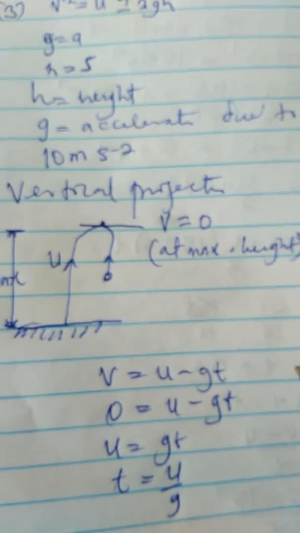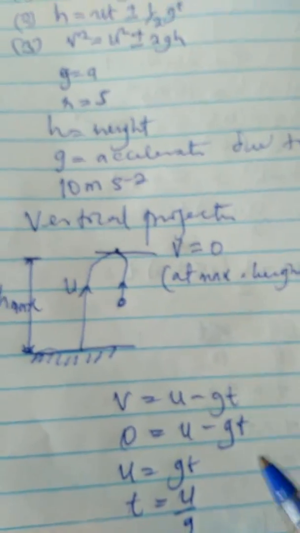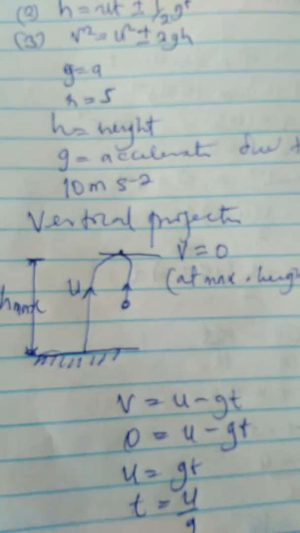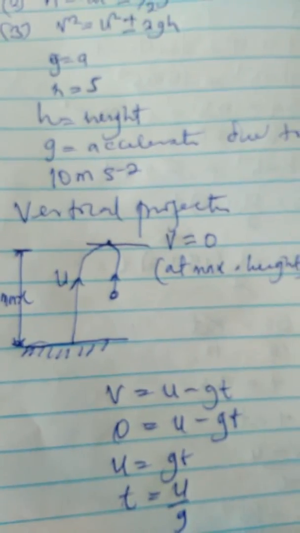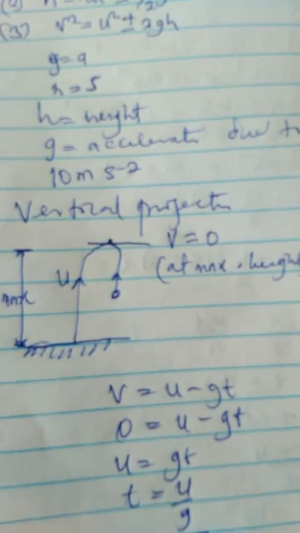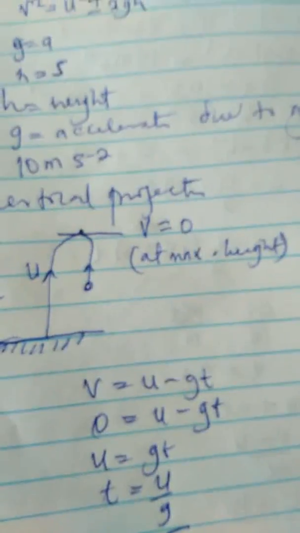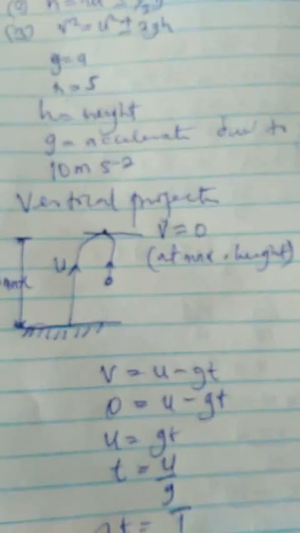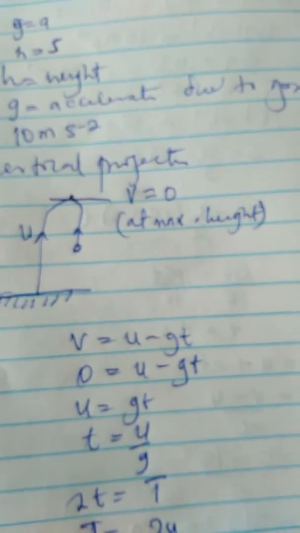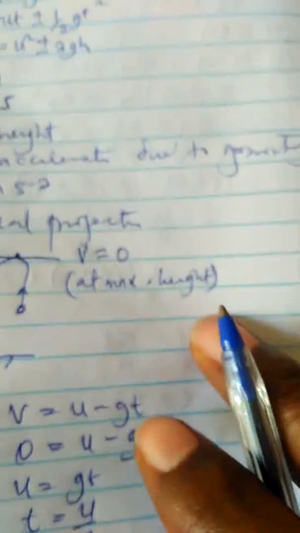So the total time of flight is going to be 2t, because for it to go up and come back down, we'll say it's 2t. So 2t now is equals to capital T, which is equals to 2U over g. That's the total time of flight.